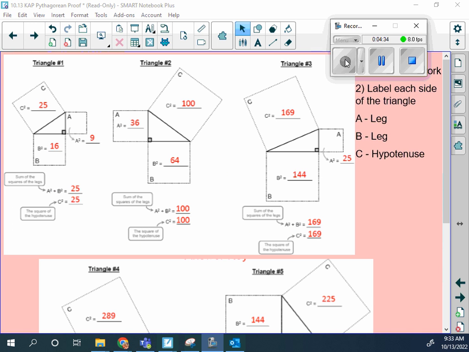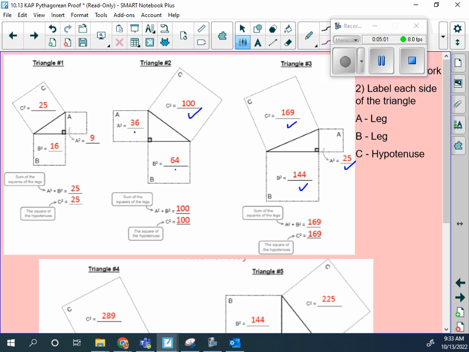On the first one, you should have had square A was 9, B was 16, and therefore C was 25. Triangle 2, you should have had 36 and 64, which is 100. And then hopefully you double check that again to make sure they actually did add up, right? I know these are slightly off, and that's my fault. 25 and 144 to get 169 for number 3.